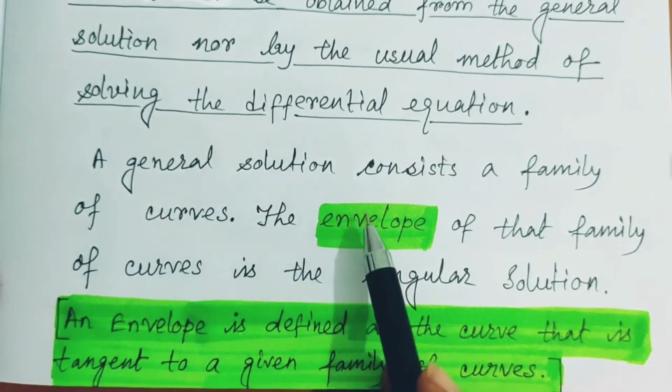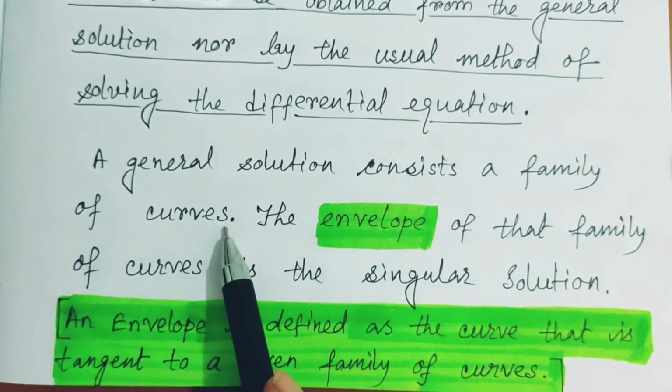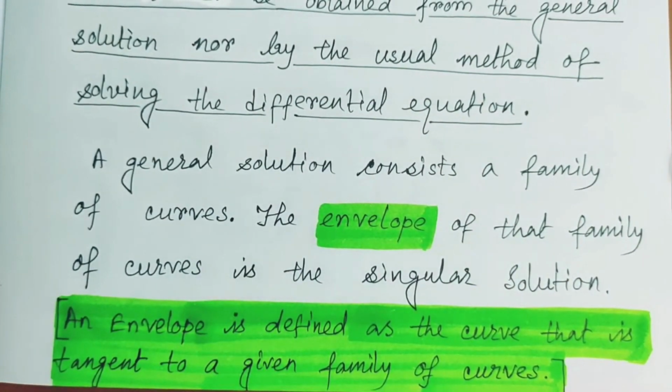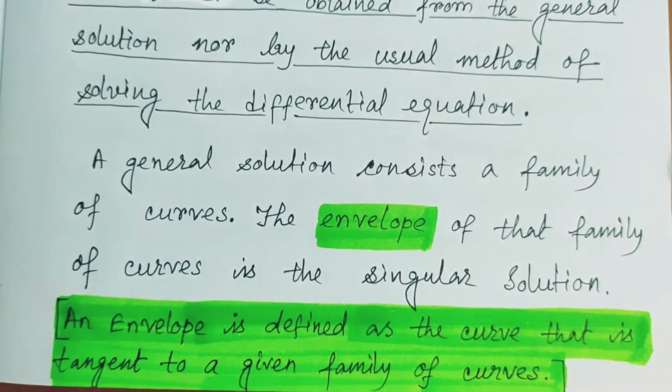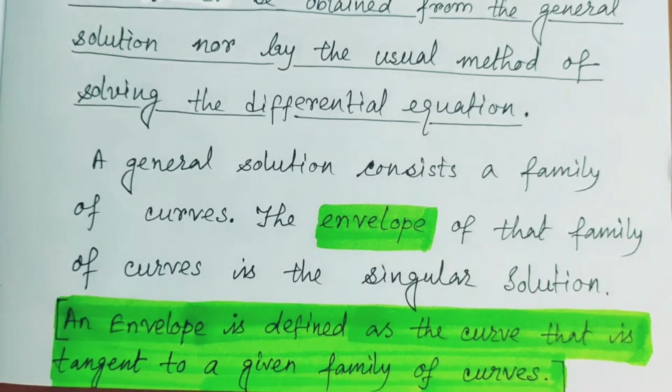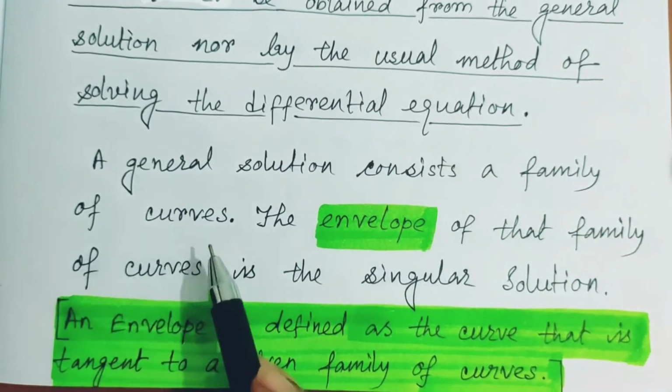So a general solution consists of a family of curves. Whenever you find the solution of a differential equation, it involves an arbitrary constant. So for different values of the arbitrary constants, you will find different curves. That is basically the family of curves generated in the general solution of a differential equation.